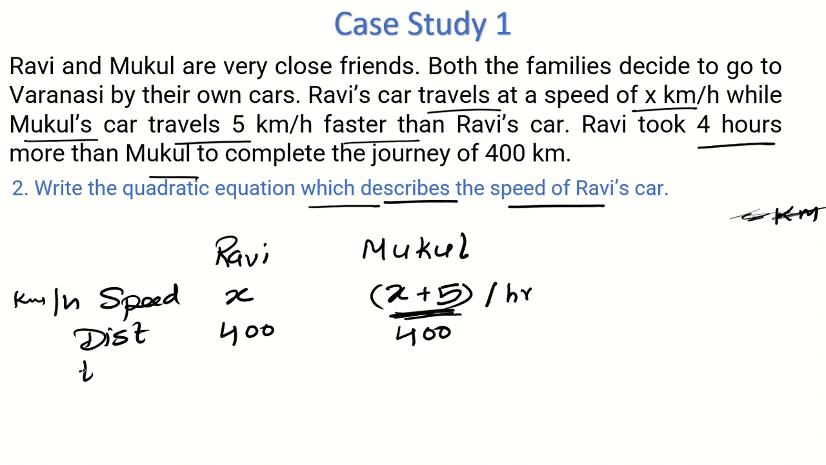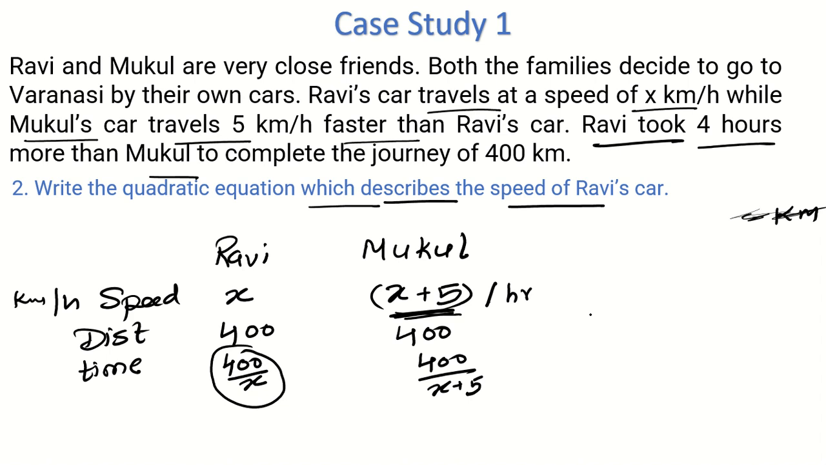Now, if we talk about time, what is the formula for time? Time is equal to distance upon speed. So the time taken by Ravi will be 400 upon x, and for Mukul it will be 400 upon x plus 5. Now you can see here that Ravi took 4 hours more. So what can we do here? We can make a simple equation: first you write here 400 upon x, and on the other side you write 400 upon x plus 5.